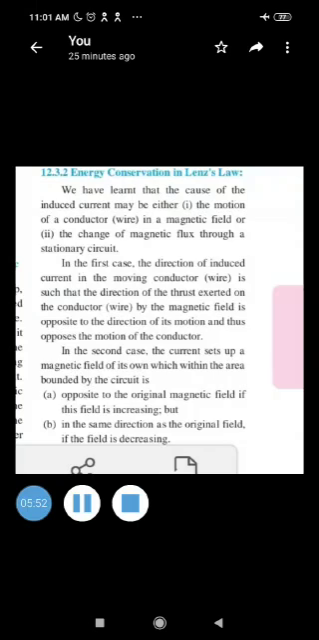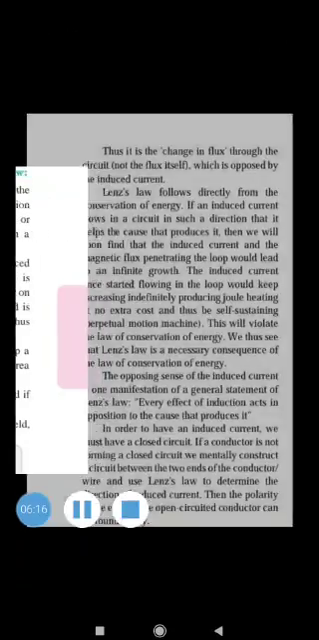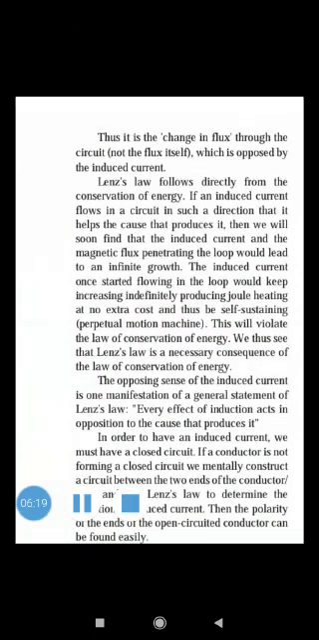In the second case, the current sets up a magnetic field of its own within the area bounded by the circuit. Here there are two cases. In the second case, the field is opposite to the original magnetic field if the field is increasing, but in the same direction as the original field if the field is decreasing. Now here, a change in flux through the circuit is opposed by the induced current.